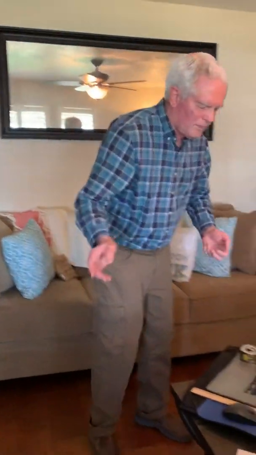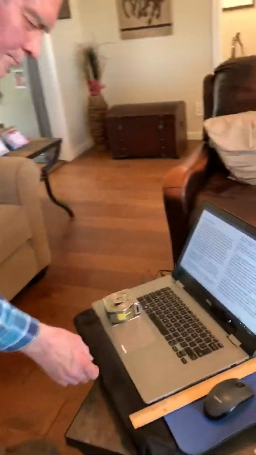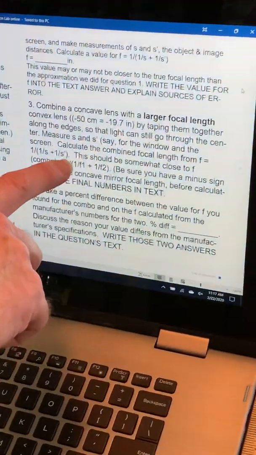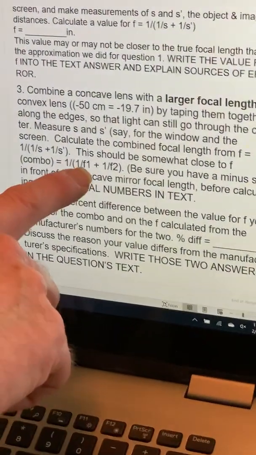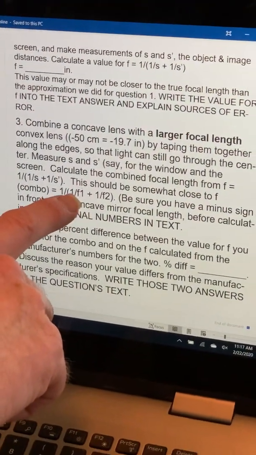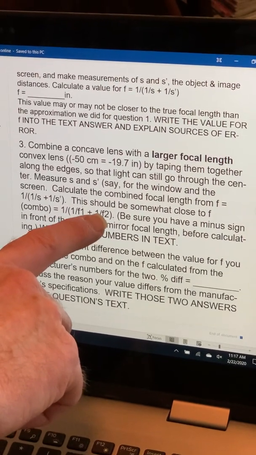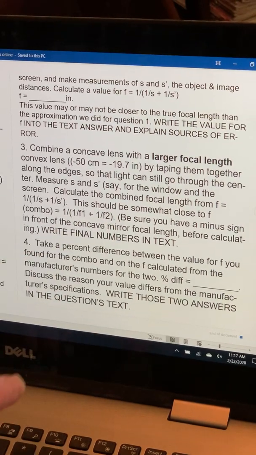But then the tricky thing becomes calculating what it should be from the focal lengths that we know from the company that produced them, okay? The 20 and minus 50 centimeters. So you come over here and we'll show them the formula for that. So the focal length for the combo is going to be 1 over the combination of 1 over the focal length for the convex lens and 1 over the focal length for the concave, which will be minus 50, okay?